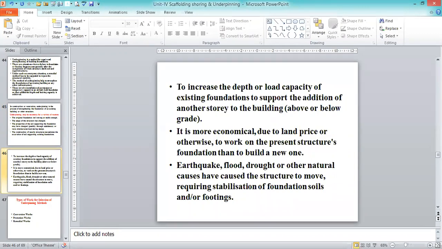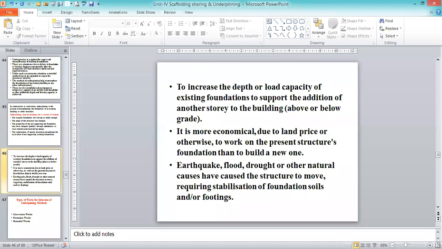I am going to construct because of the land price increase. Instead of that one, I have to go for the new one. The number of stories that I can construct is going to be increased, enhancing the number of stories. So in that circumstance, we require the underpinning operation.